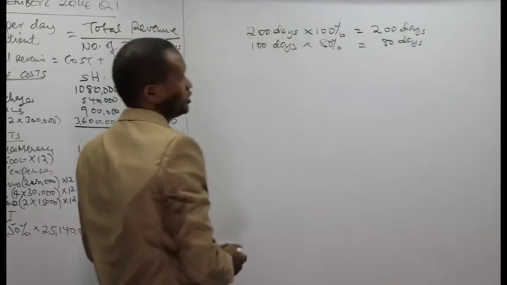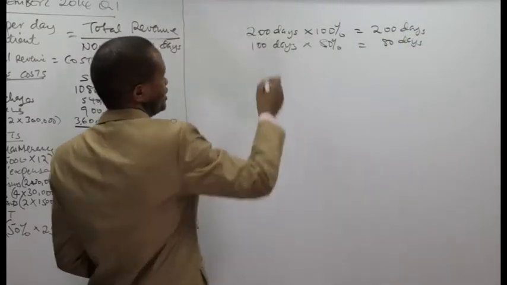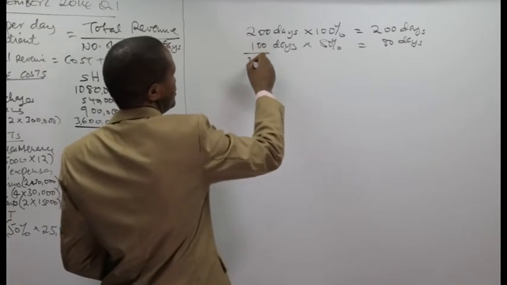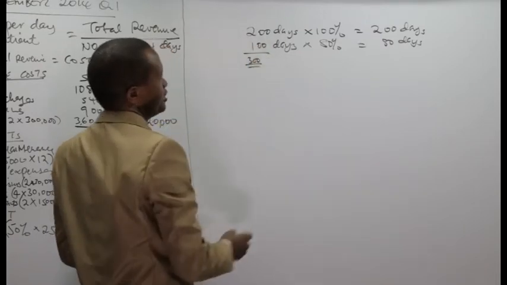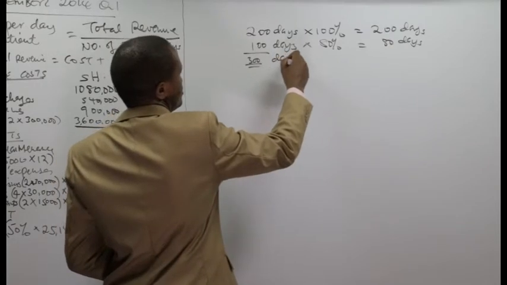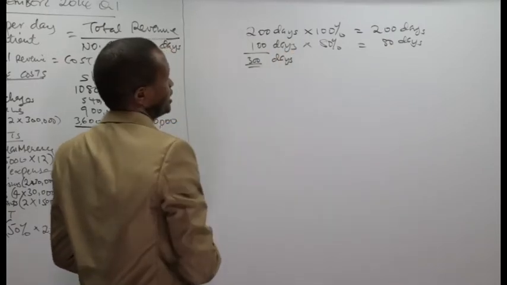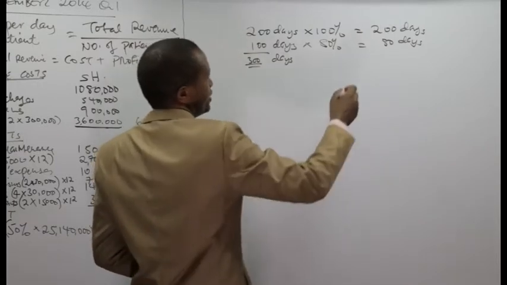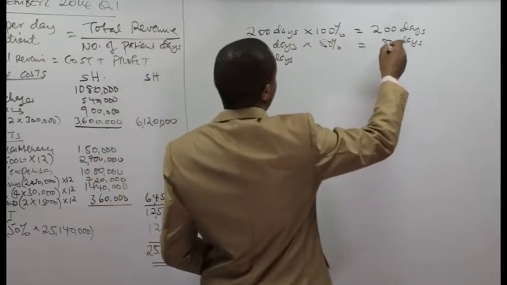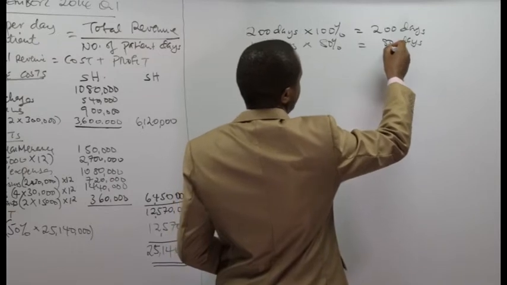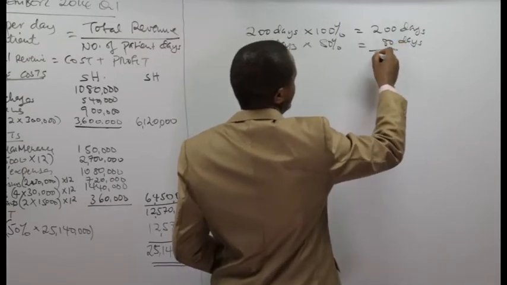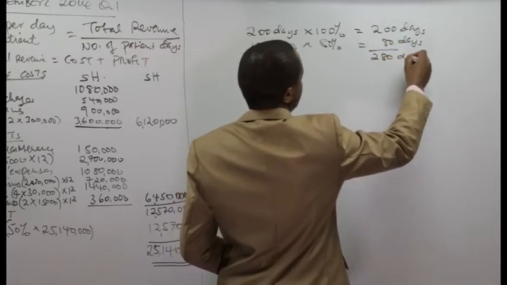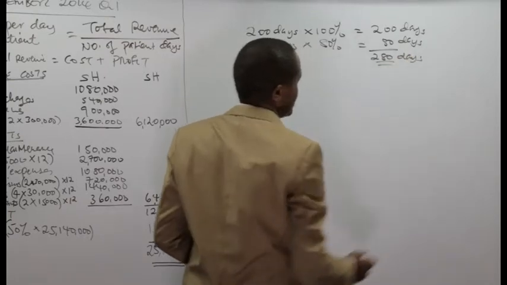So during that year, you can see the total number of days is 300 days in a year. Okay? And out of the 300 days, the days that were occupied, the number of days is equal to 280. 280 days during that year.